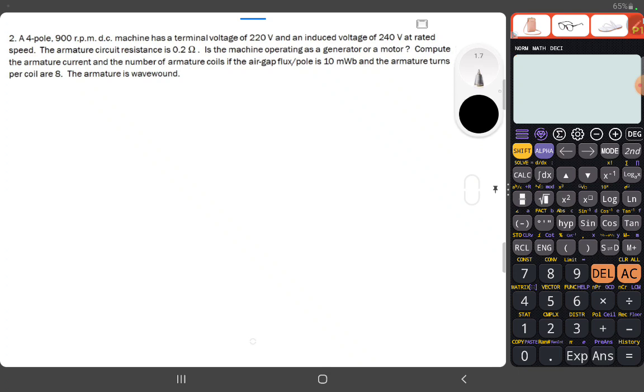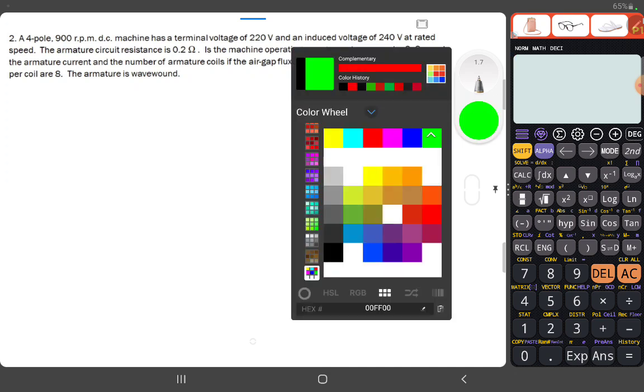Compute the armature current and the number of armature coils if the air gap flux per pole is 10 milliweber and the armature turns per coil are 8. The armature is wave-wound.